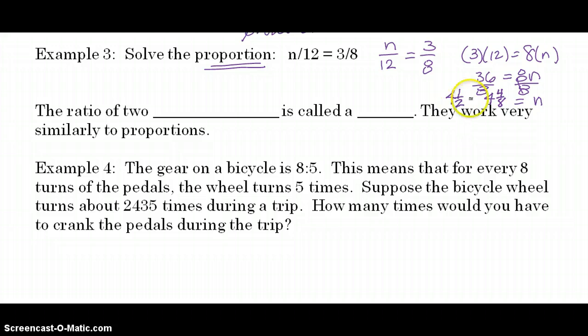So 4 1/2, and you are welcome to leave that as 9/2, because 4 goes 9 and 4 goes 2. 9/2 or 4 1/2, either one of those is a perfectly good answer for n. Now that's ugly, that's a fraction within a fraction, but to make this a proportion, there is not a whole number that will make 3/8 with 12. It has to be 9/2 to make it equal to 3/8.